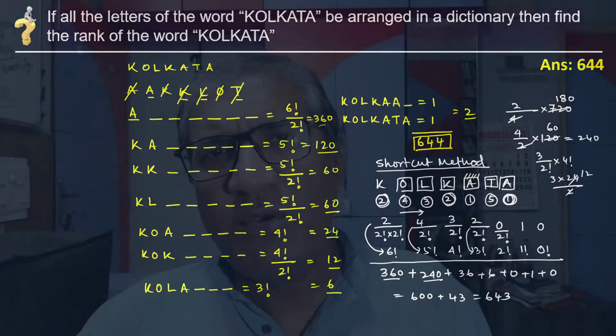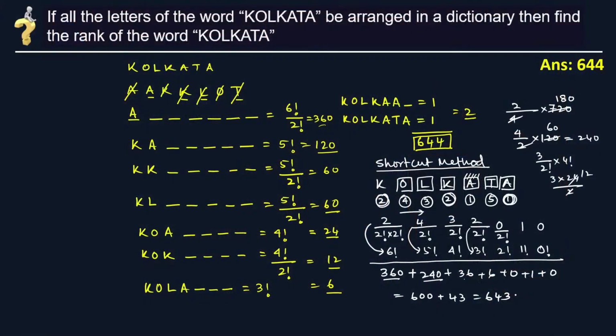But what I told you, that whatever answer you are getting, you have to add 1 to get the rank of the word given. So in this case, I will simply add 1 to get the rank of the word Kolkata, which is 644. Is this clear to all of you?